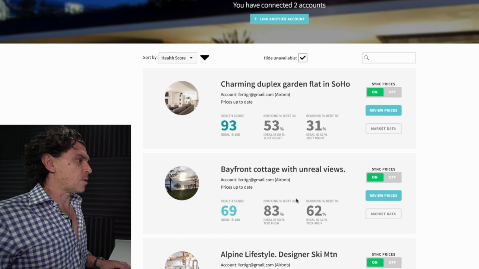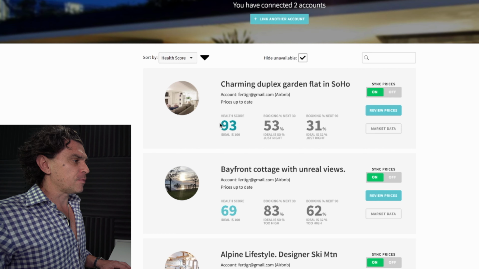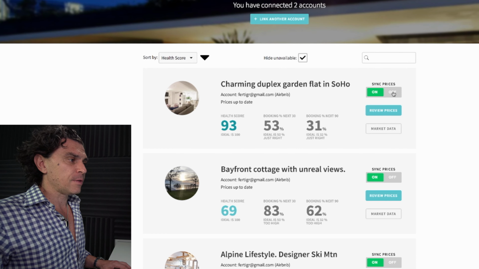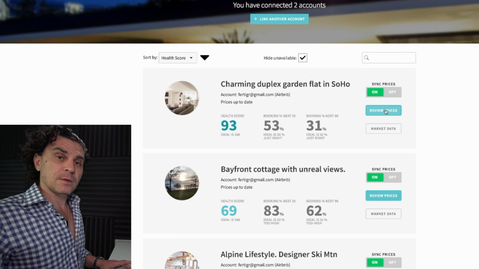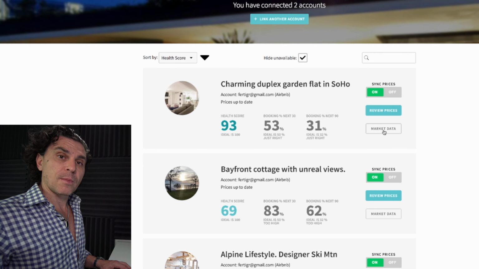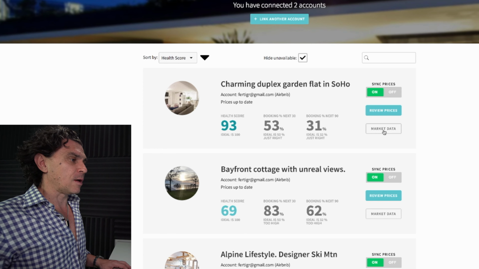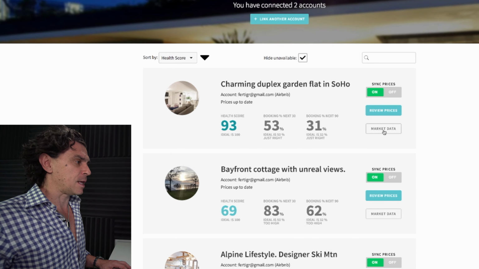Okay, so here we are at the important part. It's the dashboard, and here you can see some of my properties. They have a few different things that I want to draw your attention to. It's really easy to turn the syncing on or off. You can review the prices for your listing. We're going to go to that in a second. And then you can look at the market data, the stuff behind the scenes that goes into their algorithm so you can understand that. We're going to check that out too.